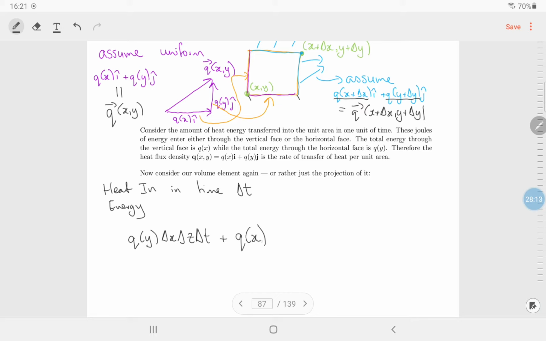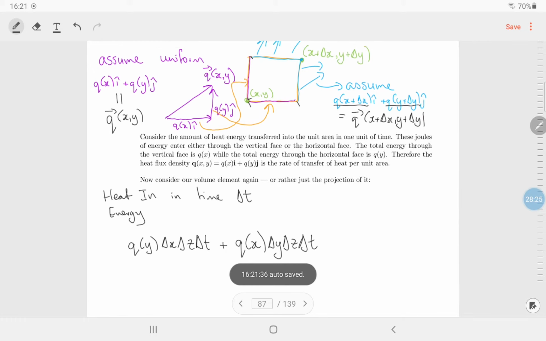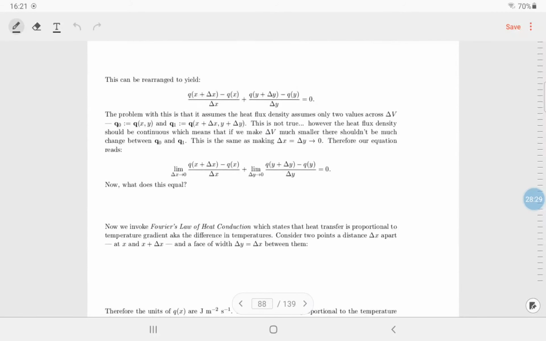Q of x is going in the horizontal. What is the area of the vertical face? Well, it's delta y by delta z, and how much time is delta t. So that's the heat energy in. And then what about the heat energy out? Are we going to look at that?